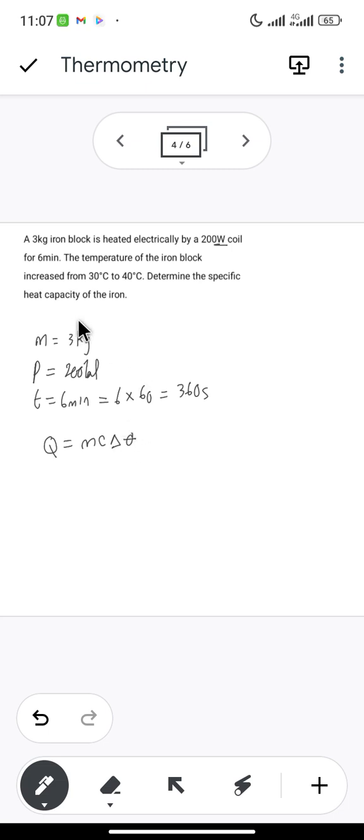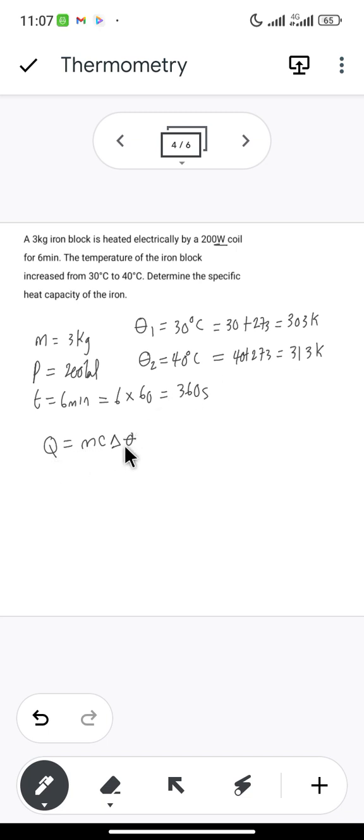Okay, they said the temperature of the iron block increased from 30 degrees Celsius. So theta 1 is 30 degrees Celsius. Converting this to Kelvin, you have to add 273. This gives you 303 Kelvin. Theta 2 is 40 degrees Celsius, which is 40 plus 273, which gives 313 Kelvin.